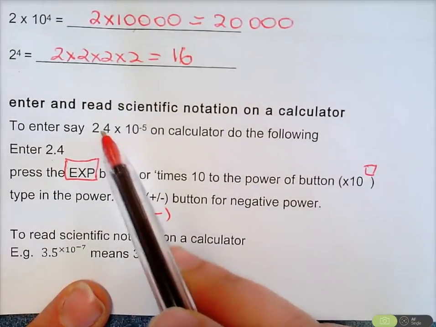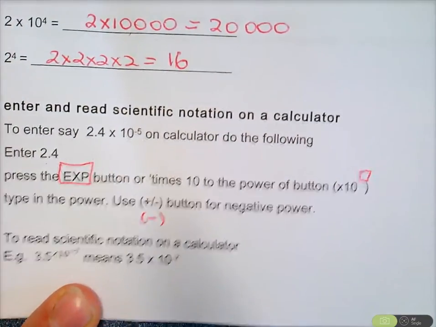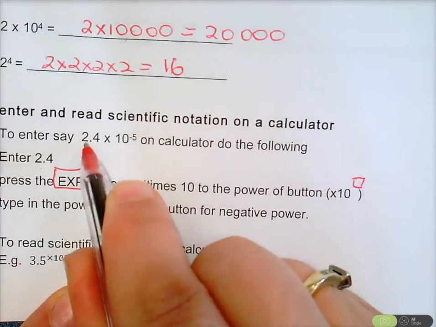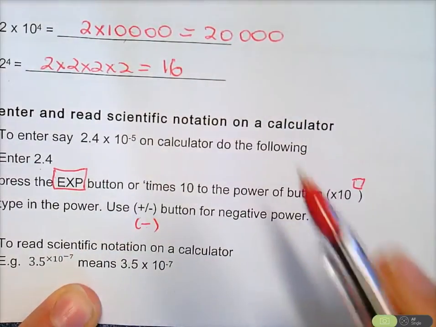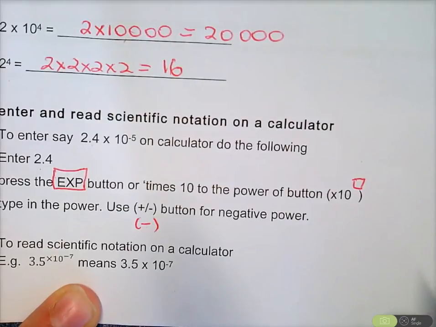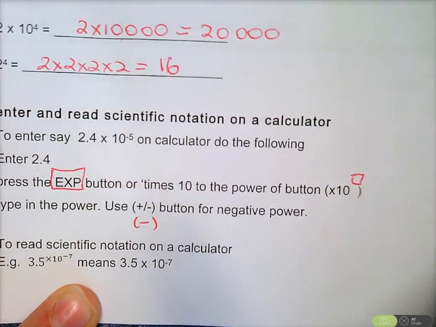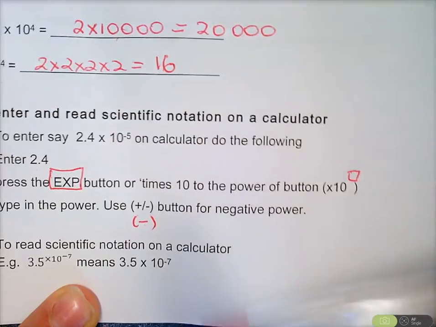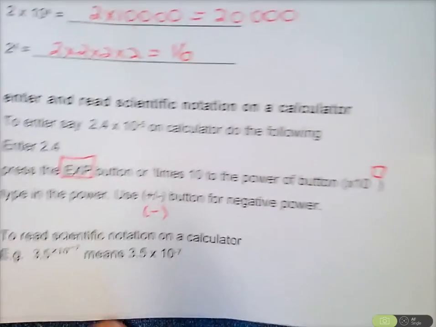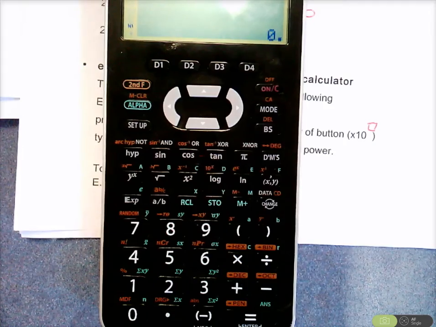So that you know if you've done it right, can you write 2.4 times 10 to the negative 5 as an ordinary number? Do you know what that number would look like? You'll see in a minute. We still got to do it. 2.4 times 10 to the power of negative 5.